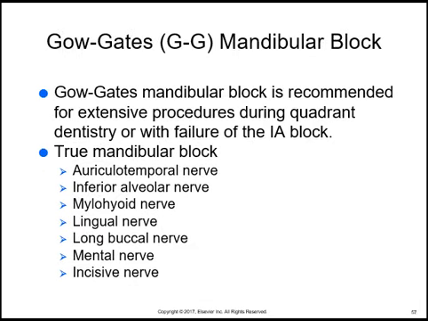The next block that we're going to talk about is the Gow-Gates mandibular block. It's recommended for extensive procedures during quadrant dentistry or with failure of an IA block. This is the true mandibular block, so then these are all the nerves that it anesthetizes. The reason why it's a true mandibular block is because it anesthetizes the entire mandibular nerve in most patients.